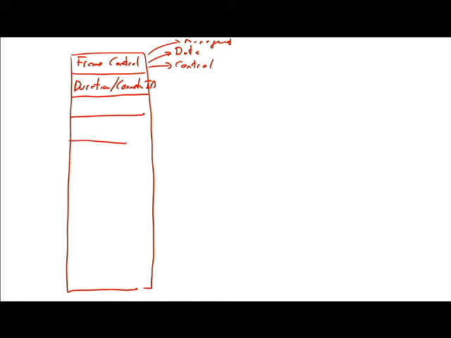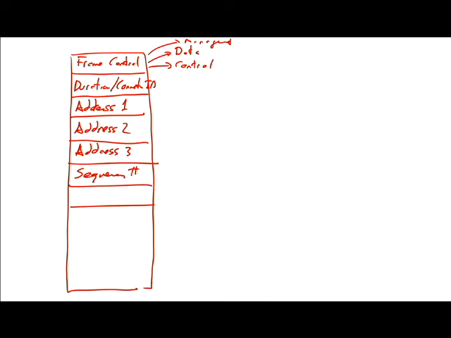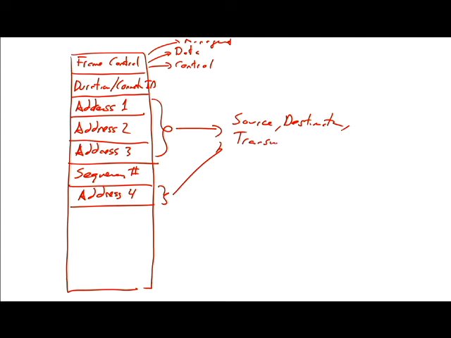Then after that, we're going to have a series of information. Let's say address 1, address 2, address 3. We might have the sequence number, and we may have address 4. What these correspond to are the source, destination, transmitting device, and receiving device. On top of that, the sequence number tells us the ordering of these frames.